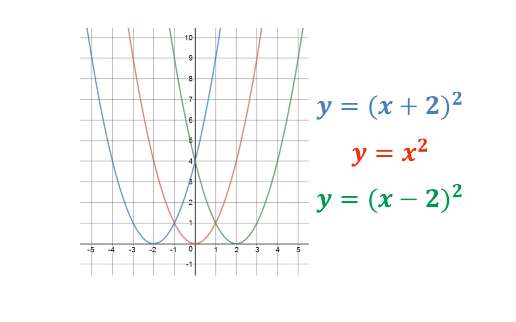In this graph, you can see a red parabola, a blue parabola, and a green parabola. In the blue parabola, the h value is greater than 0, which means it is positive. So it moves 2 units to the left. Now, for the green parabola, the h value is less than 0. Okay, so it is negative. When it is negative, it moves 2 units to the right.